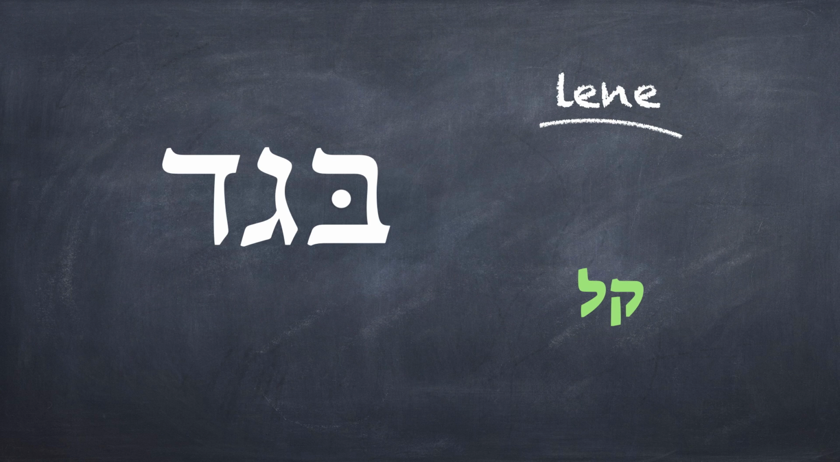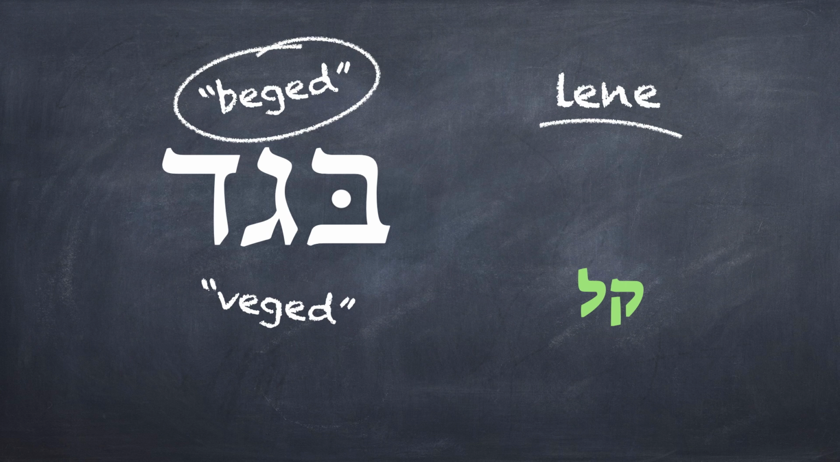Its first letter, bet, has the Dagesh kal, because it's a letter that has two possible pronunciations, be and ve. That means we need to know whether to pronounce this word beged or veged. That's what the Dagesh kal is here for, to tell us that this word is pronounced beged.